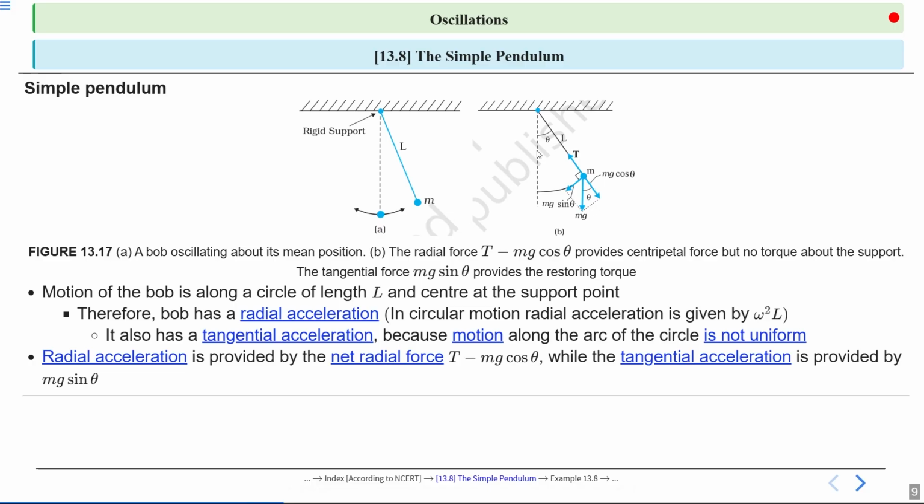So the radial acceleration is caused by the net radial force, which is tension in the string minus mg cos theta, and the tangential acceleration comes from mg sin theta.